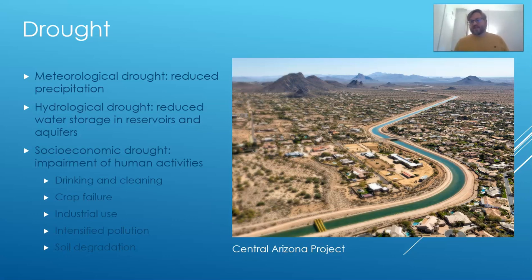Then we can have crop failure. If we're using that water to irrigate crops that we depend on for our food, depend on for money if we're selling those crops, and we can't irrigate them well enough, and then we get crop failures. Water is also important for industrial uses. Lots of different manufacturing processes use sometimes very large amounts of water. And so if we don't have enough water, then those industrial uses are impaired or even have to shut down. We also get intensification of pollution.